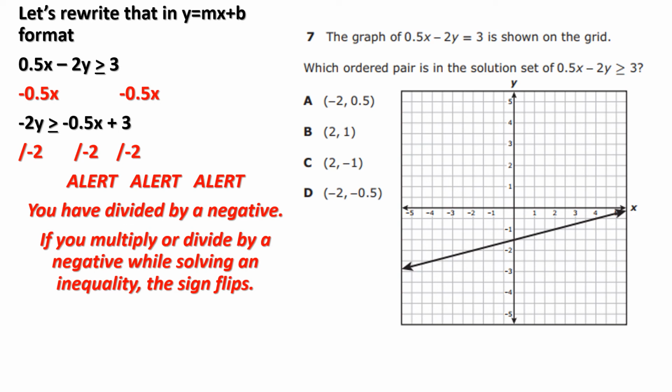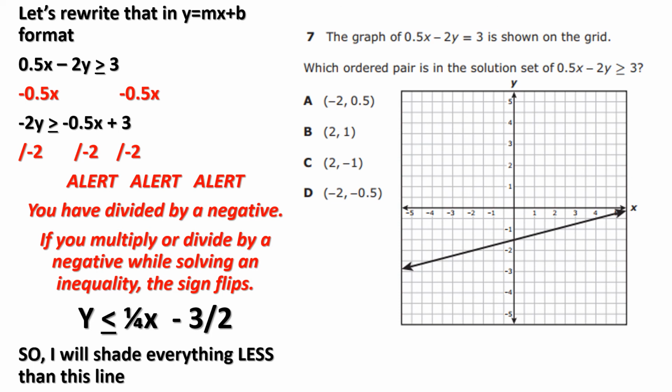That may be new information, that may be a review for you, but you've got to remember, if you ever multiply or divide by a negative while solving an inequality, the sign flips from greater than to less than, or less than to greater than, either one. So that leaves me with y is less than or equal to 1/4 x minus 3/2. If you're wondering about the positive 1/4 x, I had negative 0.5x divided by negative 2. A negative divided by a negative was a positive. And 0.5 divided by 2, that's the same fraction reduced as 1/4. And then, of course, 3 divided by 2, 3/2.